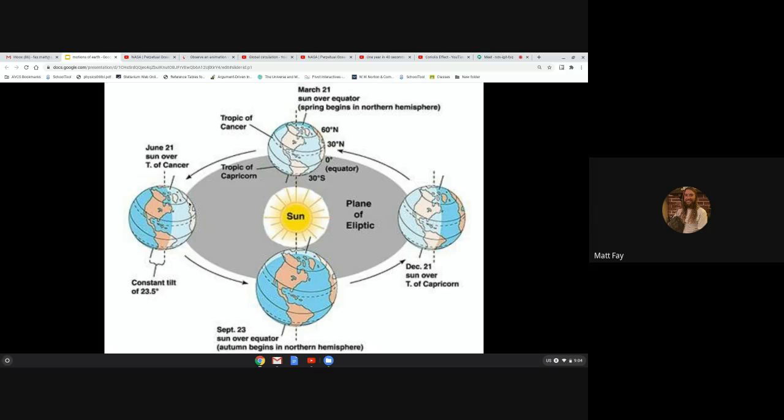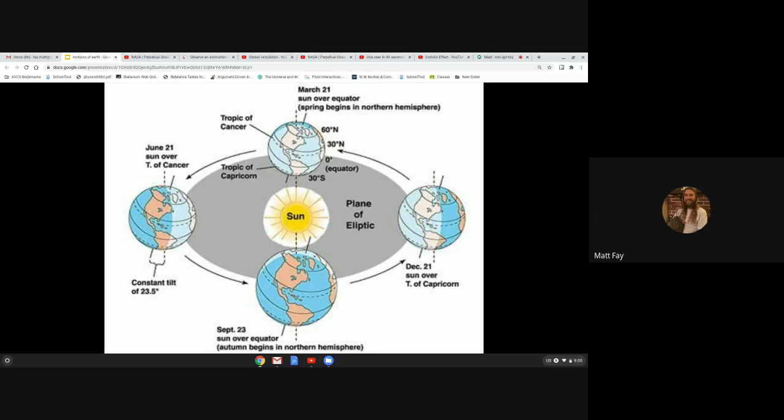So even though we're farther away from the sun in June, the fact that the tilt is towards the sun makes the temperatures higher. If you look at the in-between months, like September here, and then March over here, the tilt really isn't towards the sun or away from the sun. And so it's kind of in between. And that's why we have kind of in between temperatures.